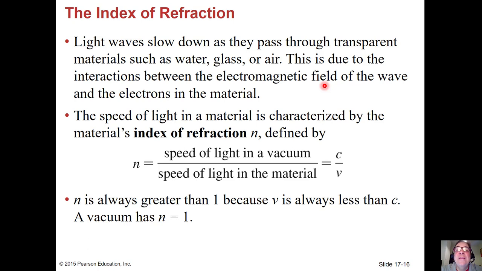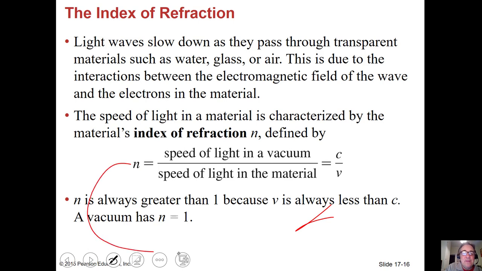The wave here actually interacts with the material. Each atom in the material experiences the electric field and magnetic field, and they oscillate. And in doing so, the wave actually slows down. So the speed of light in a material we can get from the index of refraction. Actually, this is the definition of the index of refraction. There's no unit here. You just take the speed of light in a vacuum divided by the speed of light in the material. That's what the index of refraction is.